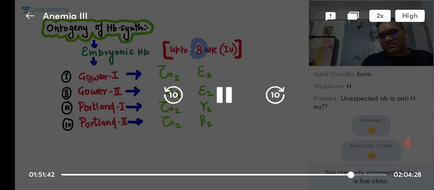So what are the developmental episodes? First there will be Gower 1, Gower 2. So there are 2 Gower embryonic hemoglobins, Gower 1, Gower 2. Then 2 Portland hemoglobins. 2 embryonic, 2 Portland. Gower will be coming first. Gower 1, Gower 2, Portland 1, Portland 2.